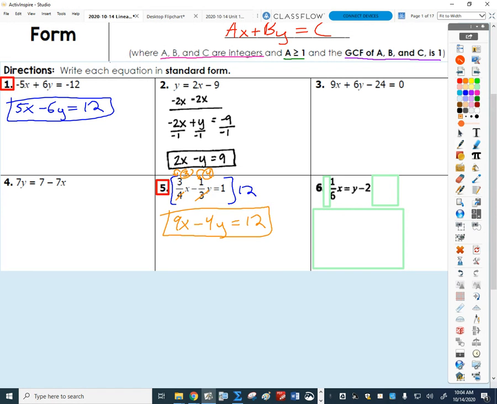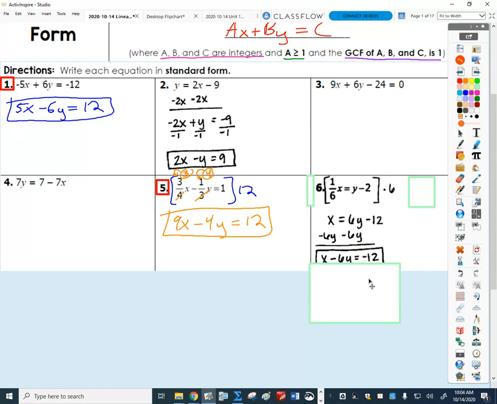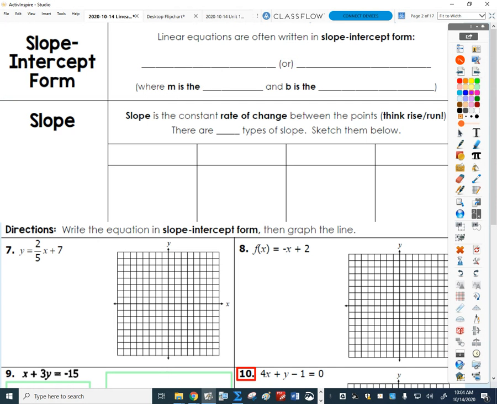Okay, you guys get the idea, right? And then same kind of thing here, right? I could just multiply both sides through by 6, and I end up with x equals 6y minus 12, and then I've got to subtract the 6y from both sides. So I get x minus 6y equals negative 12. Okay, that's probably enough for us, right? That's standard form.